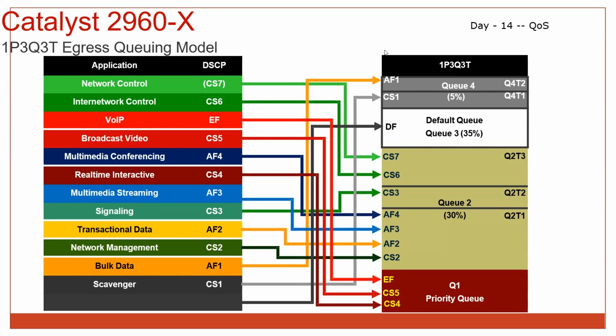So far, we have tried to understand classification and marking. Layer 2 classification is CoS, class of service, and layer 3 classification and marking is DSCP, Differentiated Services Code Point. They are part of the IPv4 header. Within the IPv4 header, we have layer 2 and layer 3 classification and marking.